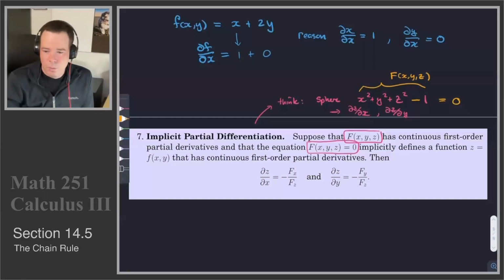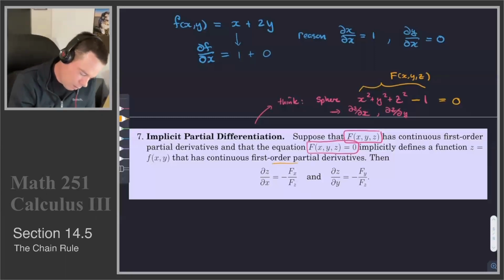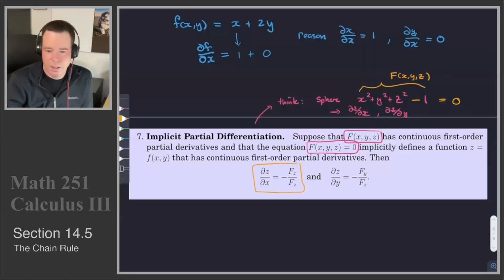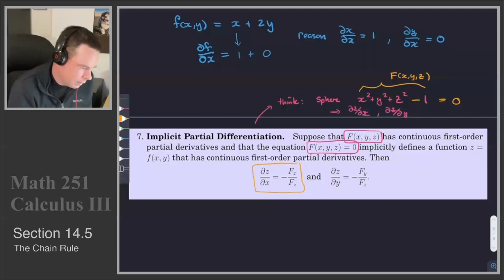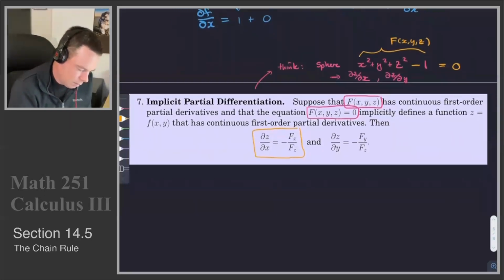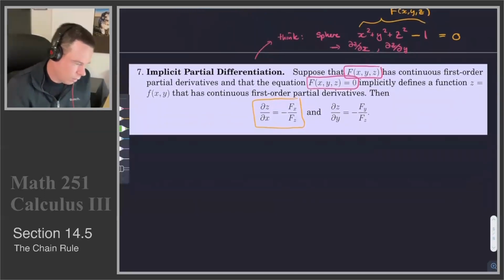And so what we can do is find the derivatives dz/dx and dz/dy by doing this technique known as implicit partial differentiation. And the results are written here. The derivative of z with respect to x is just the x partial of that function of 3 variables over the z partial derivative of that function of 3 variables with a negative sign in front. And similarly for the partial derivative with respect to y. Let's see why this is the case. It's just following from the chain rule, but we'll see why.